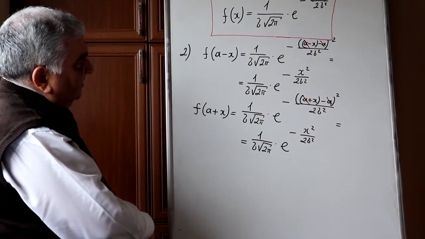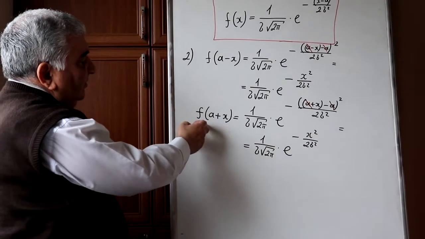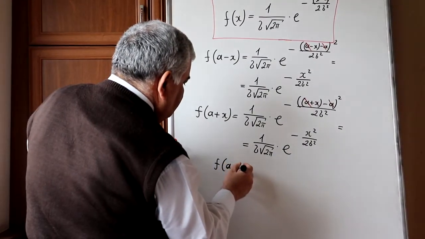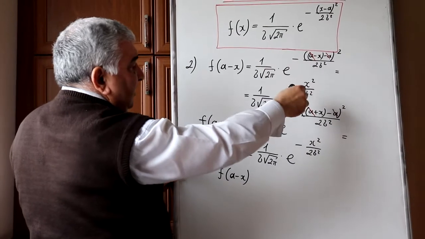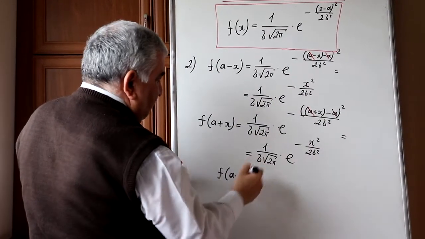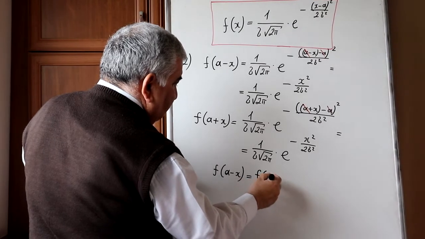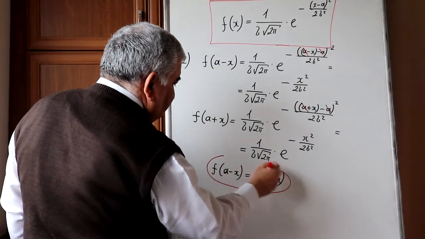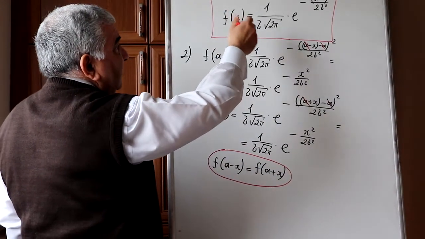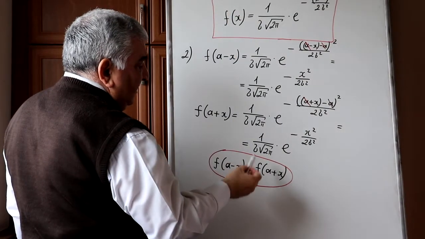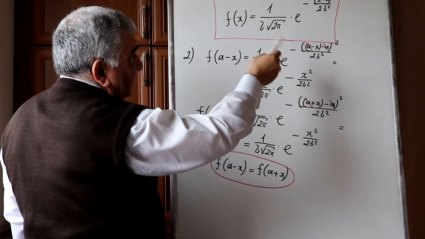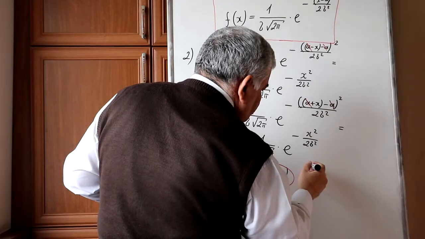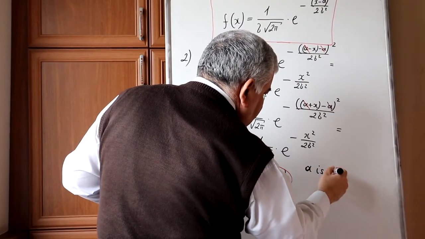Already we see that f of a minus x is equal to f of a plus x, because their right parts are the same. But it is the indication of a symmetric function. It means the normal distributive function is the symmetric one, and its symmetry center is a.